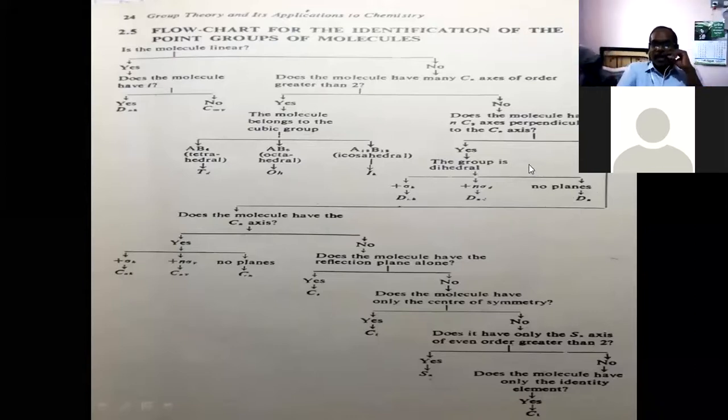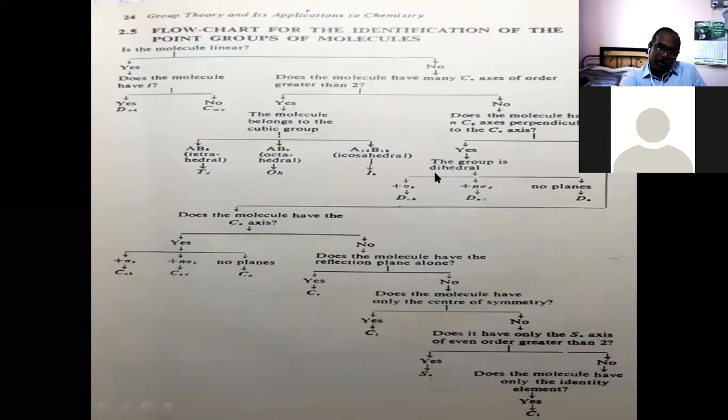Up to this point, I want to take the boron trifluoride molecule as an example. You ask the first question: is the molecule linear? No, so move to the next question. Does the molecule have many CN axes of order greater than 2? No, because it has only one C3 axis with N greater than 2. Therefore, you are coming here. So here you ask, does the molecule have N number of C2 axes perpendicular to the CN axis? Yes, it has a C3 axis and 3 C2 axes perpendicular to the C3 axis. Therefore, you are moving over here. So the BF3 molecule belongs to the dihedral point group.